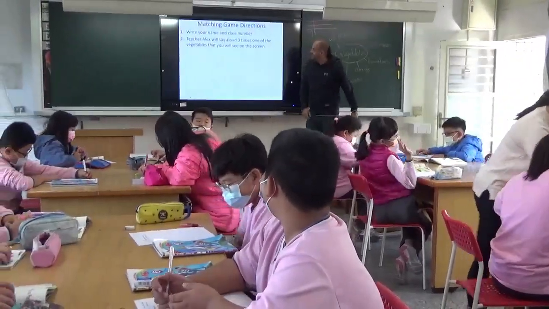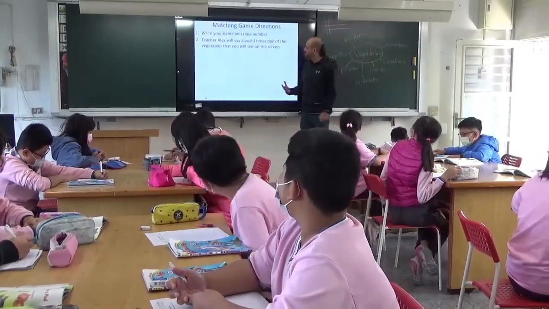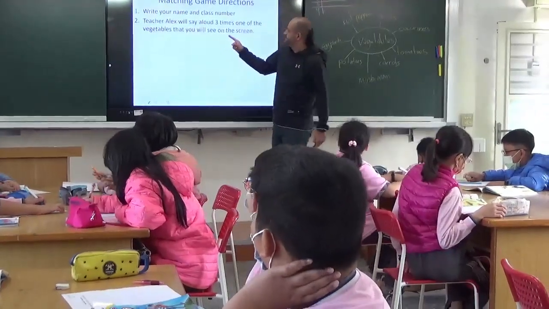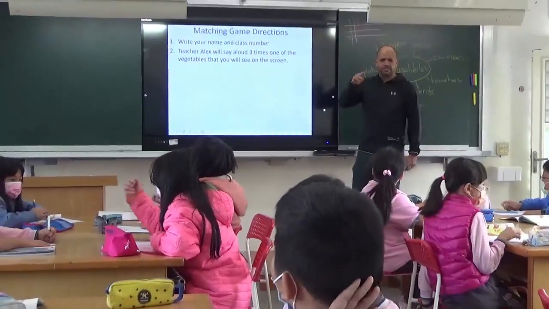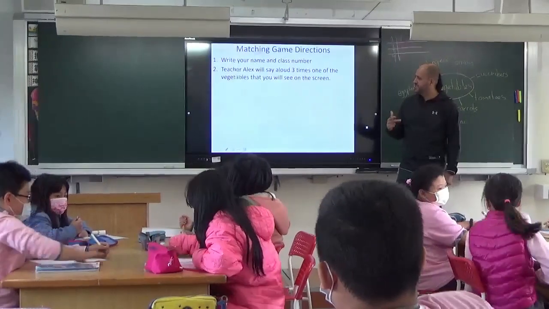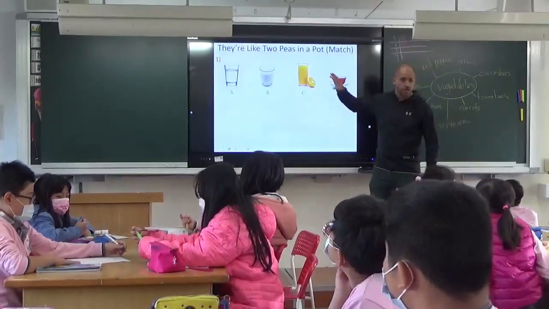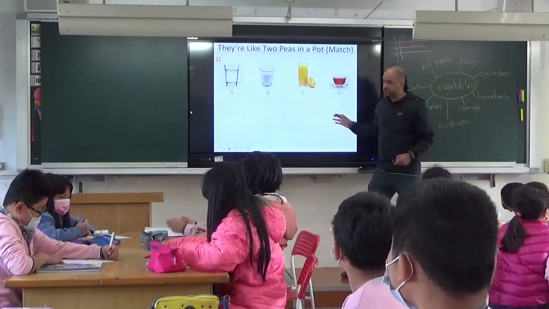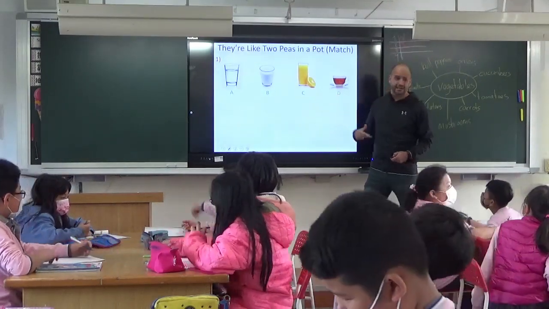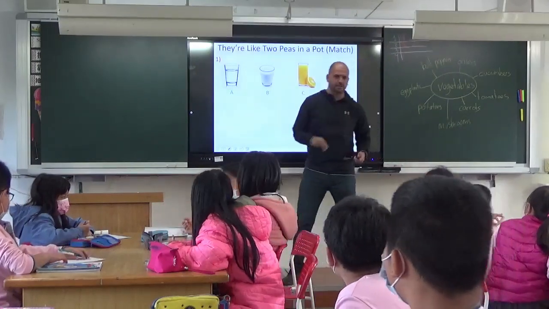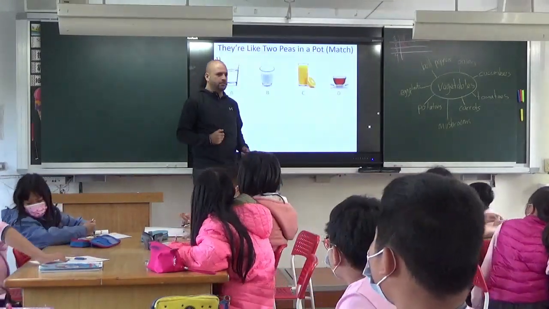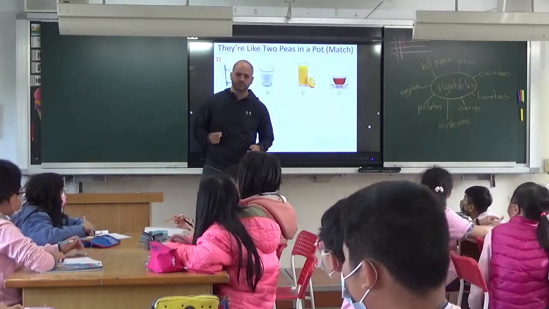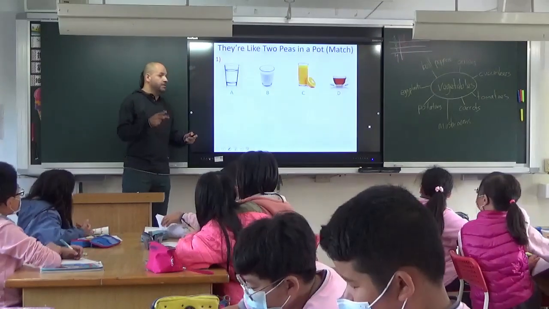Okay. Now, I'm going to say aloud, two times, one of the vegetables that you will see on the screen. So this is just an example, okay? So you will see a vegetable. Let's say I'm going to say one of these two times. So I will say milk. I will say number one. Milk. I'll say two times.